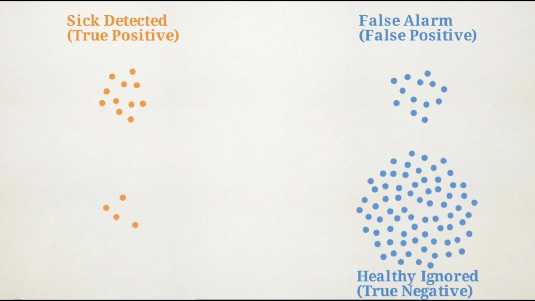In statistics, these piles have specific names. The correct predictions are your true positives for the diagnosed disease, and true negatives for the healthy individuals. The mistakes are your false positives, the false alarms, known as type 1 errors, and your false negatives, the missed cases, or type 2 errors.